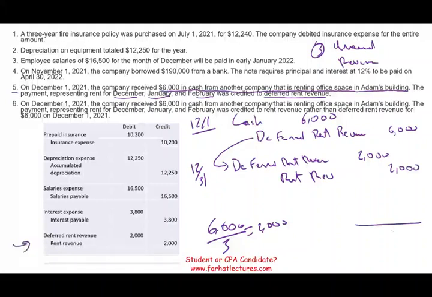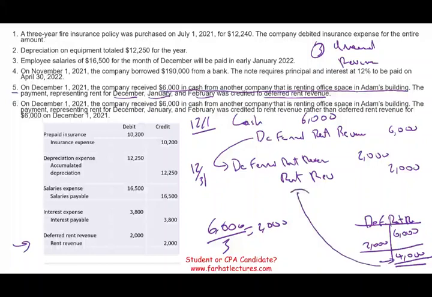Now, from a T account perspective, my deferred rent revenue, I had 6,000 initially. I reduced it by 2. I still have 4,000, and this is for the month of January and February, which I'm going to have to earn later on. When I earn, I do the same journal entry. This is unearned revenue. And unearned revenue, if it's booked properly, debiting cash, credit deferred rent revenue, you would reduce the liability and you will increase revenue.